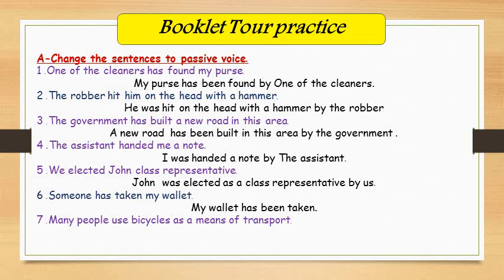Many people use bicycles as a means of transport. So, try to think about it. Where is the object? Bicycles. Excellent. What is the tense? Present simple. So in present simple, what are the auxiliary verbs? Is or are. Is with the singular, are with the plural. So, bicycles are used as a means of transport.